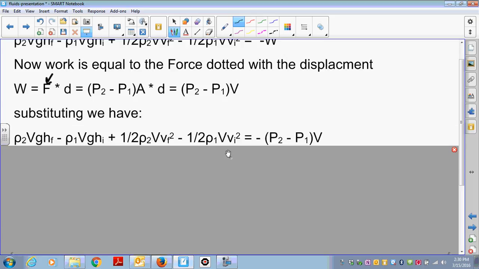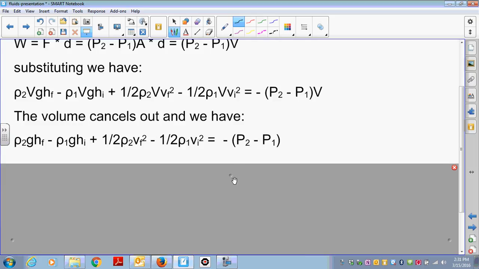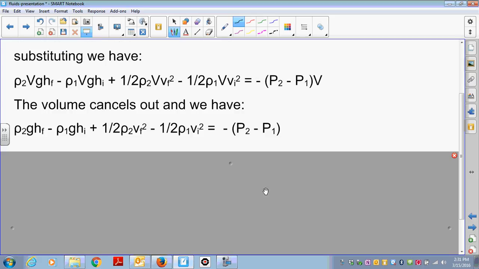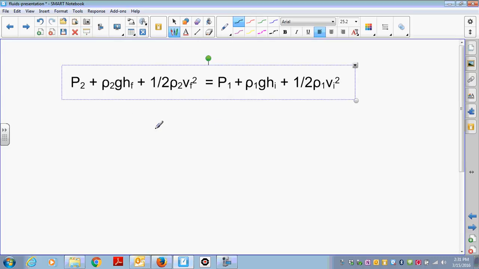Okay. Now I'm going to substitute this into the previous equation, and I'm going to cancel out my volume off of all of the terms. They all have the same volume. Now I'm going to combine like terms. So I'm going to put all the 2s together and all the 1s together.